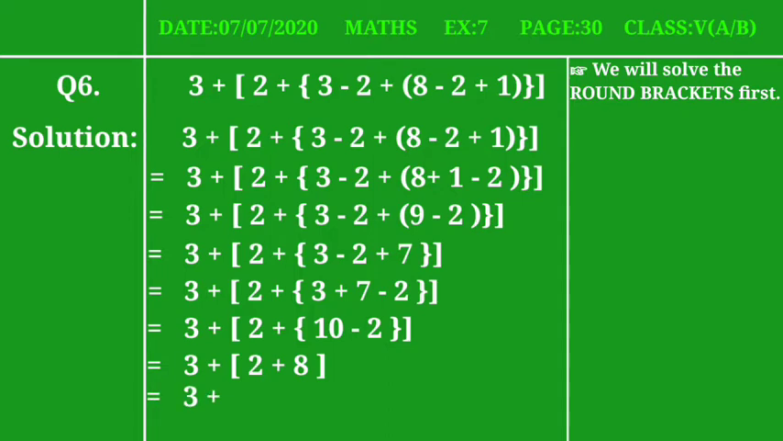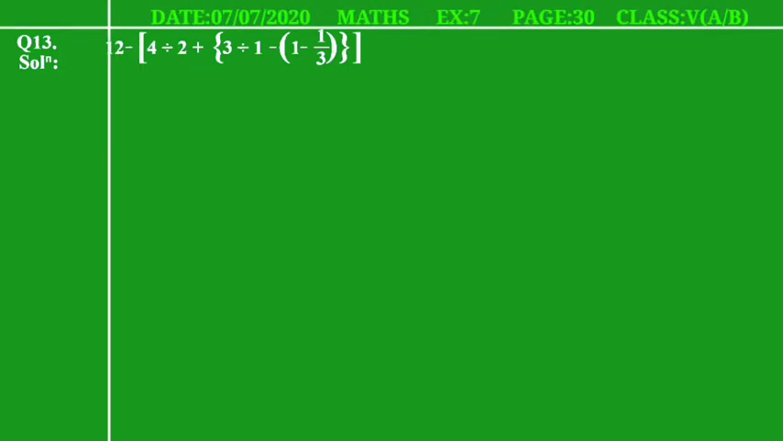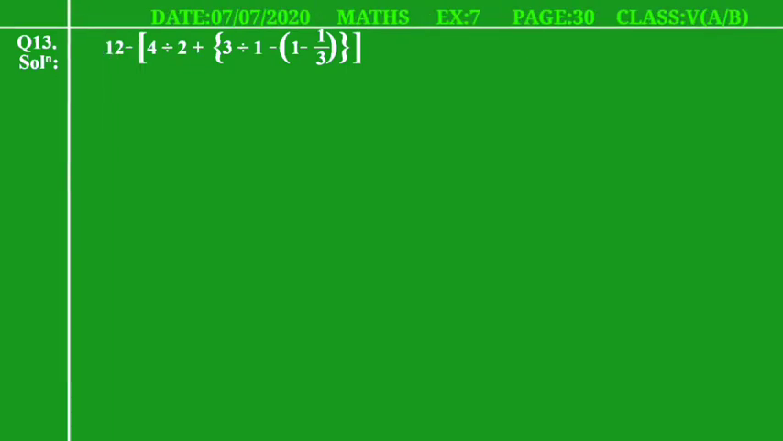Then do the last kind, rectangular brackets. 2 plus 8 is 10, and then 10 plus 3 is 13, and that's the answer. So we start from round brackets, then curly, then rectangular. This is the exact question on page number 30, exercise 7. Look at the book if you want. You can check the numbers.